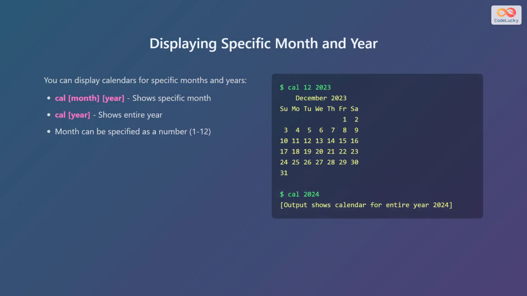You can also use the cal command to display calendars for specific months and years. To do this, use the command cal followed by the month and year. For example, cal 12-2023 will show the calendar for December 2023. Alternatively, you can display an entire year by typing cal followed by the year. For instance, cal 2024 will output the calendar for the entire year 2024. The month should be specified as a number from 1 to 12.